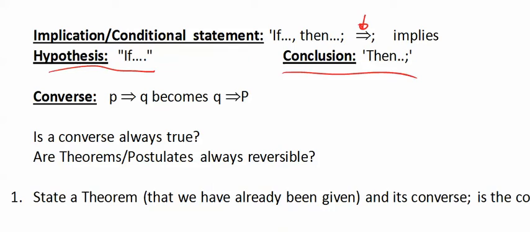Another definition is the converse. If P implies Q, the converse is if Q, then P. If you take the converse of a statement, will it always be true? And are theorems and postulates always reversible? Pause this video and take a minute to state a theorem that we've already been given and write its converse, and determine if its converse is true.